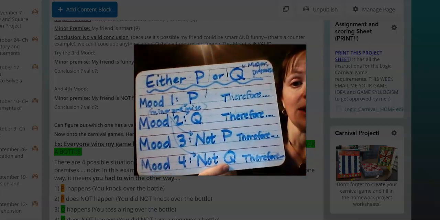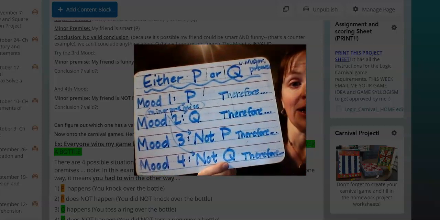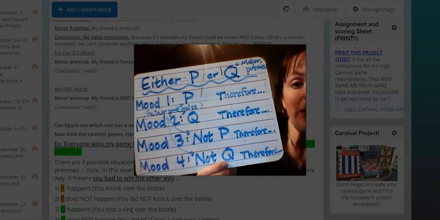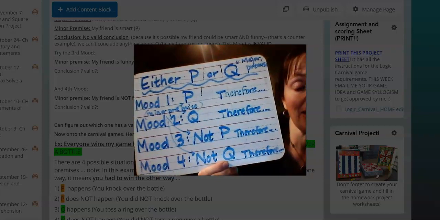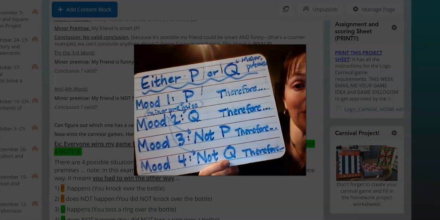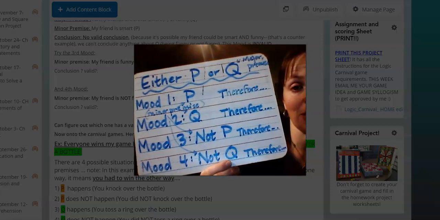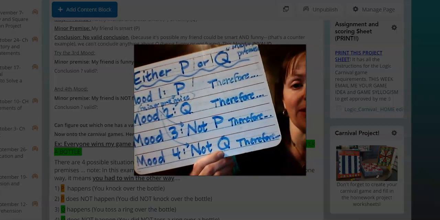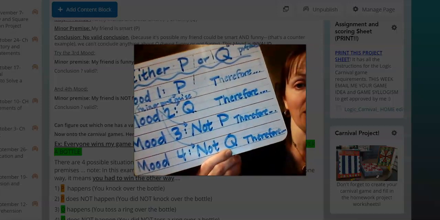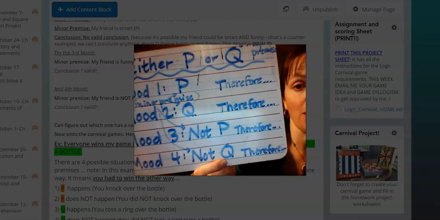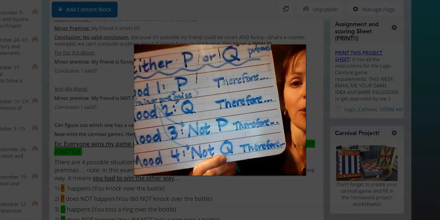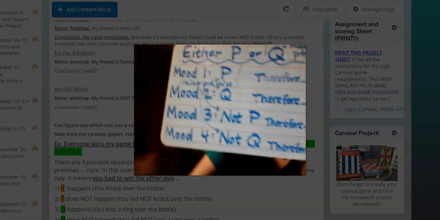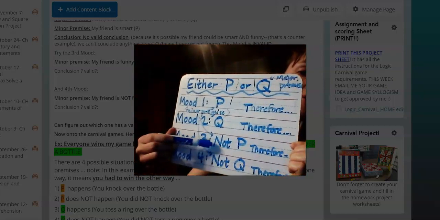Mood 2 is she's funny. Can you tell whether she's smart? No. Mood 3, my friend is not funny. In that one, you can get a valid conclusion. If she's not funny, then she must be smart. And mood 4 is she's not smart. Therefore, since we know all my friends have to be either smart or funny, if she's not smart, we know that she has to be funny. So the 2 valid ones for this type of syllogism are mood 3 and 4.